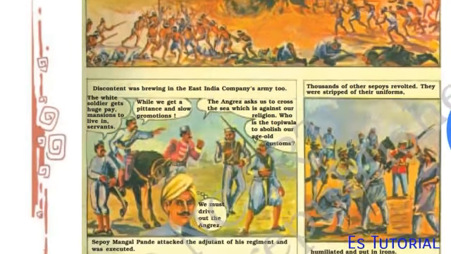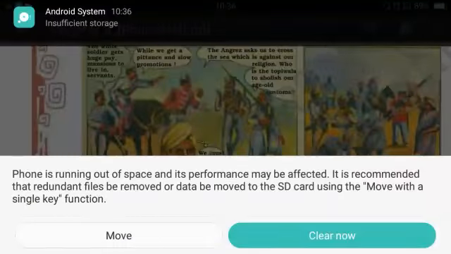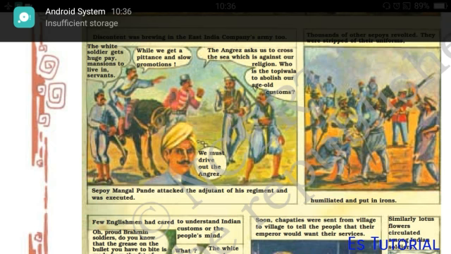Discontent was brewing in East India Company's army too. The white soldier gets huge pay, mansions to live in, servants, while we get a pittance and slow promotions. The Angrez ask us to cross the sea, which is against our religion. Who is the Topiwala to abolish our age old customs? Topiwala means who had caps.